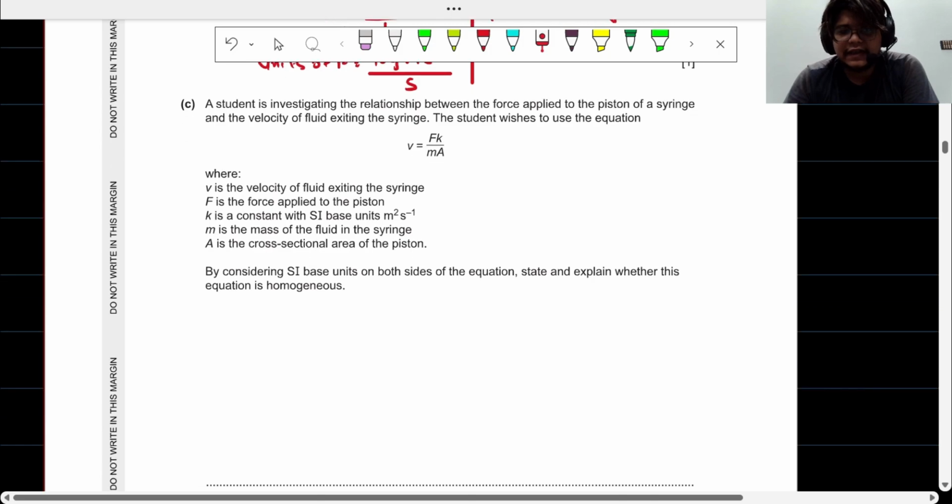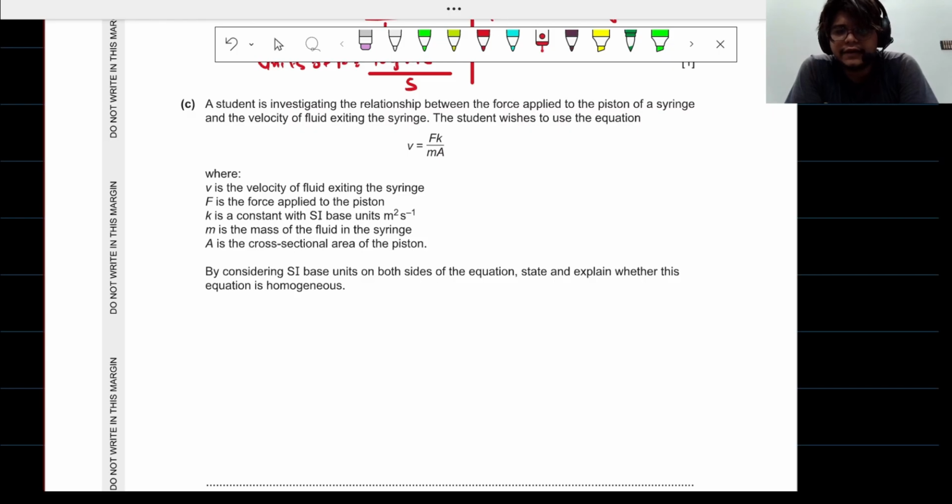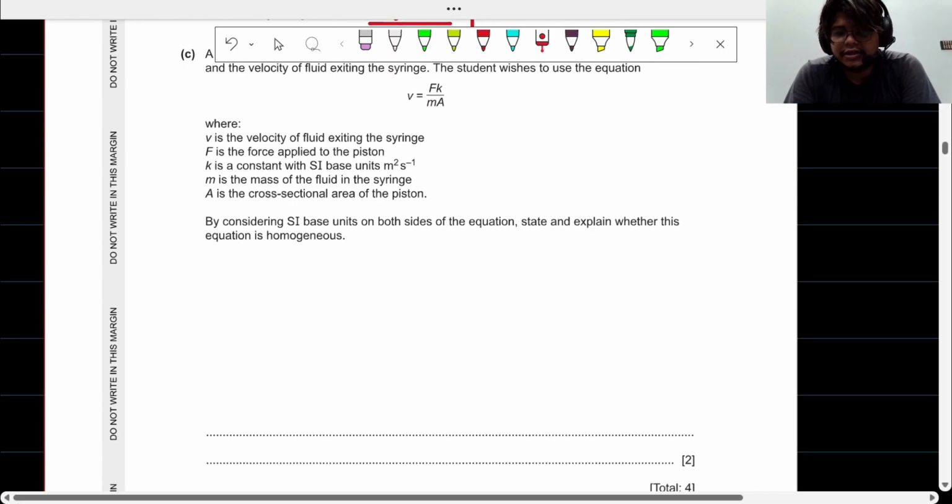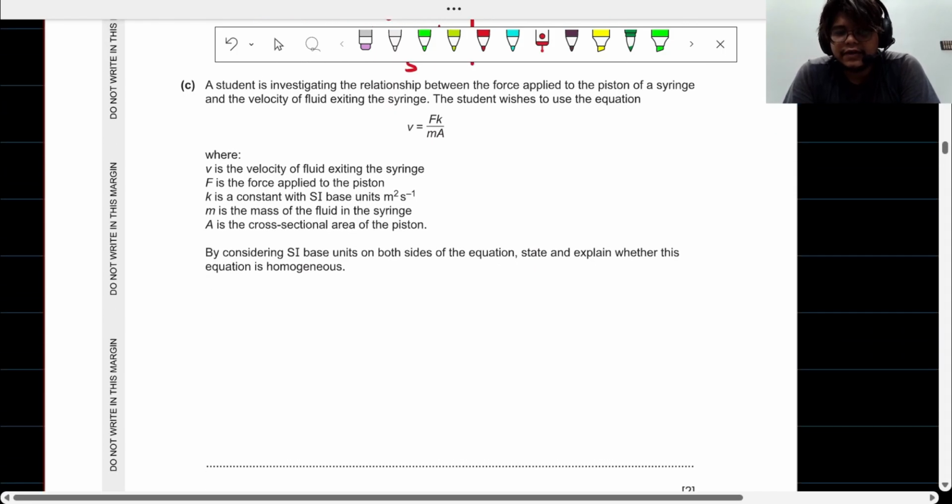So we have proved it using the definition, as stated in the question. Then in part C, we have a student who is investigating the relationship between the force applied to the piston of a syringe and the velocity of the fluid exiting the syringe. We have an equation which relates the velocity with the force, the spring constant of the syringe, the mass of the fluid and the cross sectional area of the piston. By considering SI base units on both sides of the equation, we need to state and explain whether this equation is homogeneous or not.